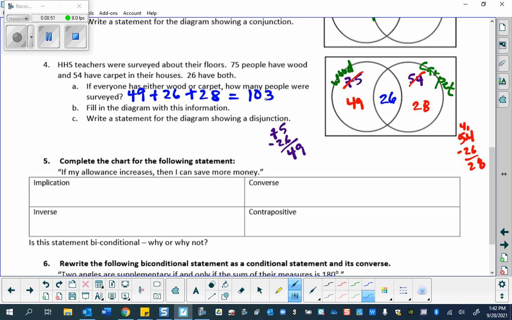I want a statement showing a disjunction. Show me with your hands. Is it disjunction this one or this one? Your disjunction is going to be this one, so your sentence has to have an or in it. So the diagram shows what? Vernon High School teachers that what? Have wood or carpeting in their house. If you added the number in there, that's fine. 103 people have wood or carpeting.